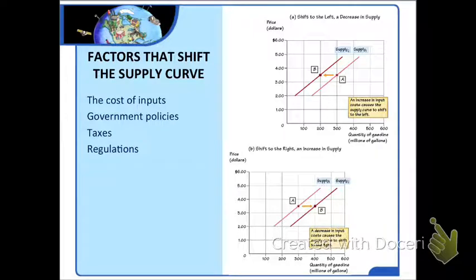The second type of government policy that can affect supply would be government regulations. Regulations are rules that businesses have to follow. Regulations place restrictions on firms and individuals. For example, regulations that require that children's sleepwear be made of flame-resistant material.